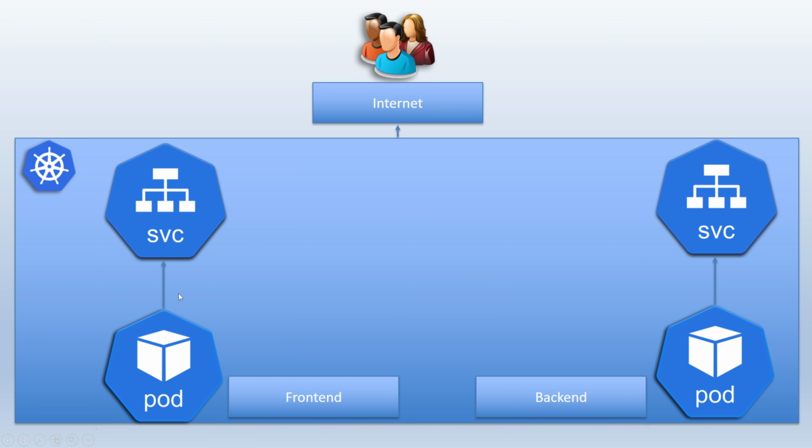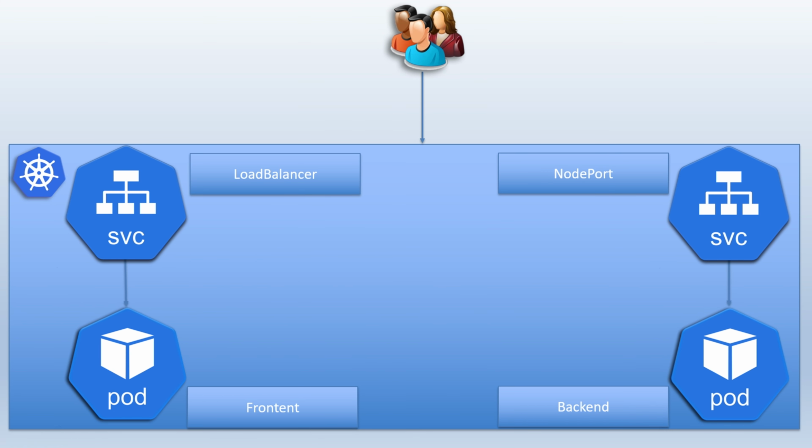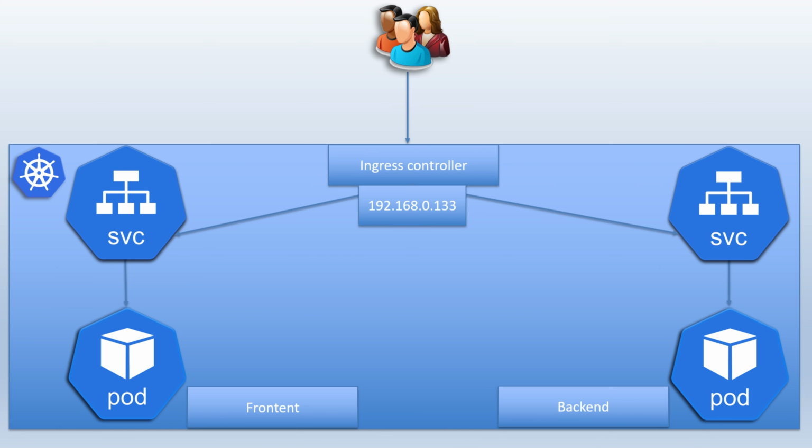Sure, you can use NodePort or LoadBalancer, but what if you have multiple services? Do you really want to create a new load balancer for every one of them? That's where Ingress comes in, a smarter, cleaner way to route traffic into your cluster. Ingress is a Kubernetes API object that manages external access, usually HTTP and HTTPS traffic. It acts like a smart router in front of your cluster.